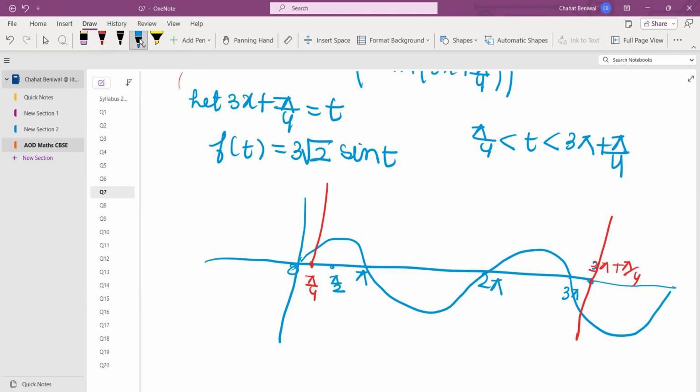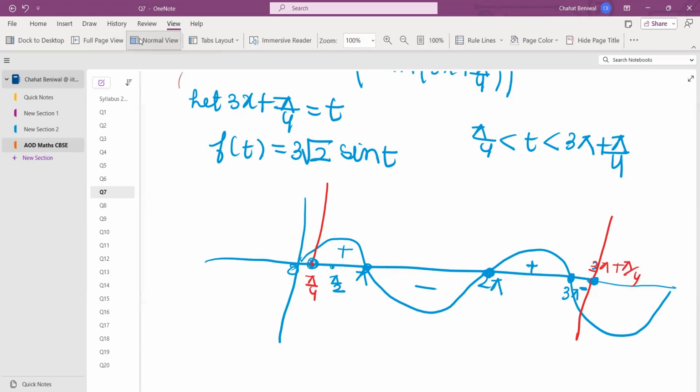How many interval points are we having? This one, this one, this one, and yes, the function is changing sign here also. So this one and this one. 4 points. The function is positive here, negative here, positive here, and negative here. So we have to tell whether the function is strictly increasing or decreasing.